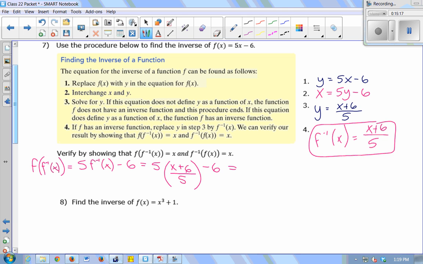And now I just want to simplify this expression. I have 5 times something divided by 5. 5 and divided by 5 undo each other, so those cancel. And then I have x plus 6 minus 6, and that is x. So I composed them, and I got x back, so I know my answer is right. Yes, it always comes out to x. If it comes out to something other than x, then you did it wrong.